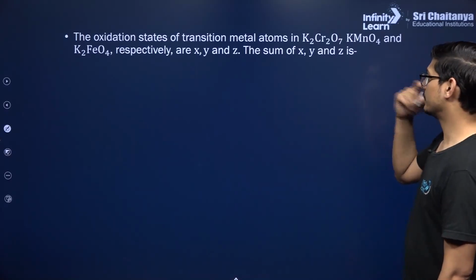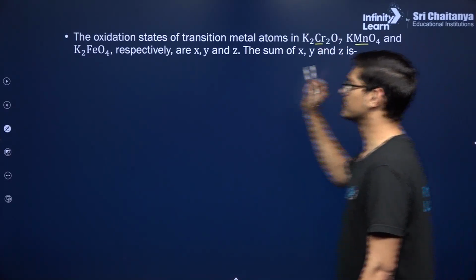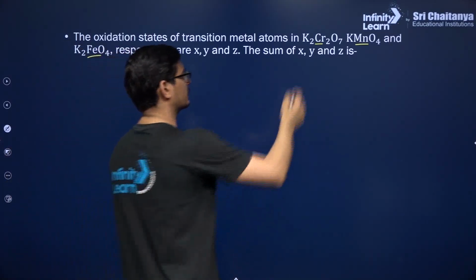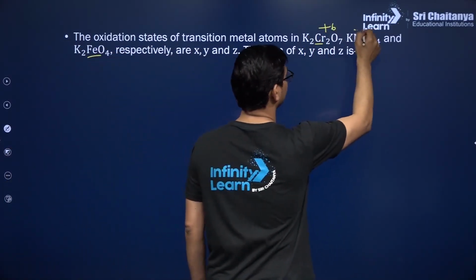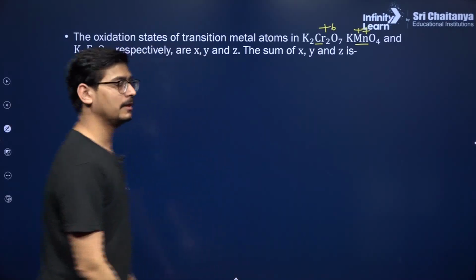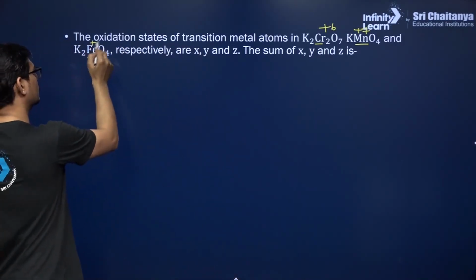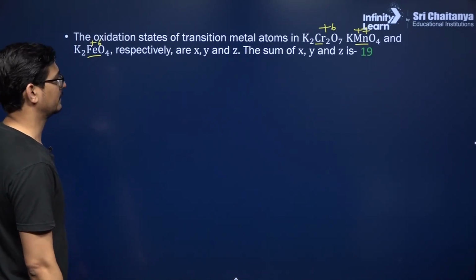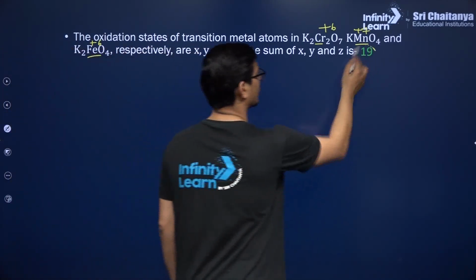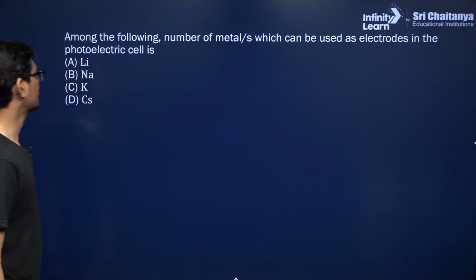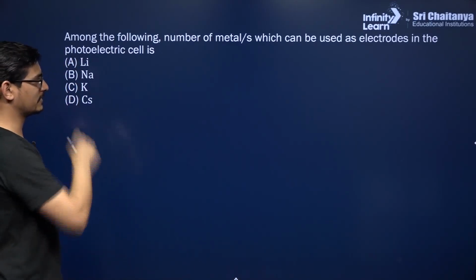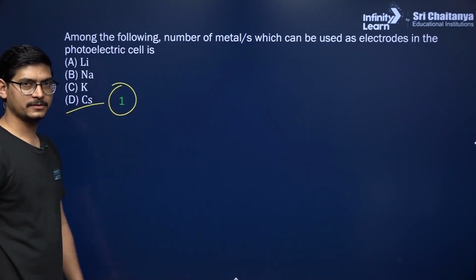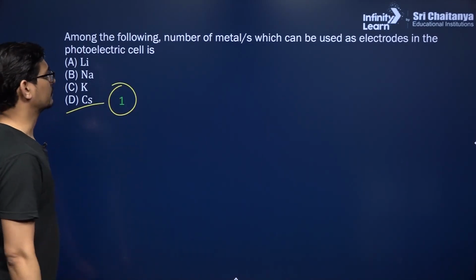The oxidation states of the transition metals, which are chromium, manganese and iron. The sum of the oxidation states, right? This is potassium dichromate, plus 6 oxidation state, here plus 7 oxidation state, and here iron is in a very unusual plus 6 oxidation state. So 6 plus 7 plus 6, that is 19. Among the following, the number of metals which can be used as electrodes in the photoelectric cell is cesium, 1, because of its very low work function.